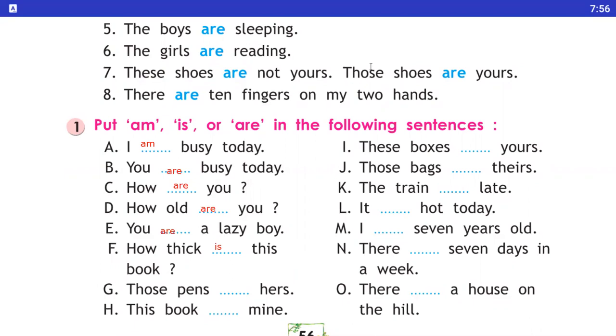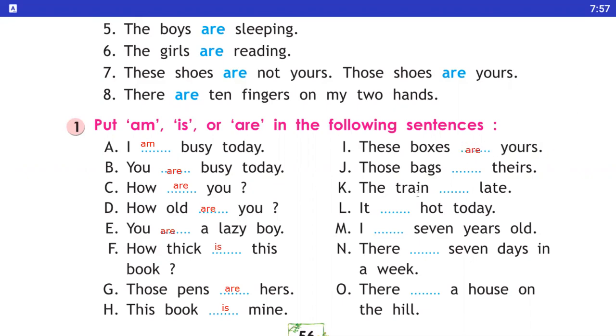Okay, beta. Now next is those pens. अब देखो those आ गए ना और pens. It means ये plural है. यहाँ पर दो मतलब एक से ज्यादा चीज है. तो हम यहाँ पे क्या use करेंगे, are, A R E. Okay. Now next is this. What we use with this, is. This book is mine. Okay. Now next is these boxes yours. These और boxes. It means ये plural है ना, बहुत सारे boxes भी हो सकते हैं, two भी हो सकते हैं, लेकिन one नहीं हो सकता. So what we write here, are, A R E.